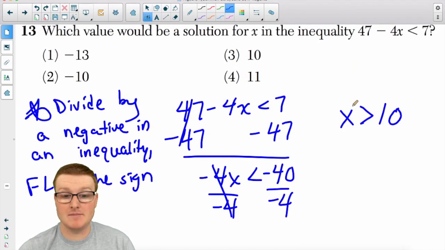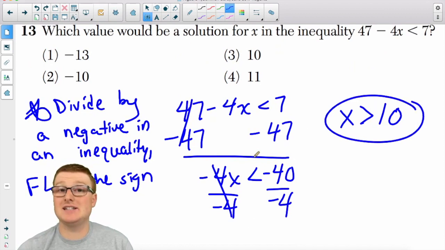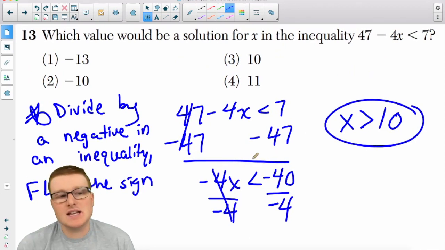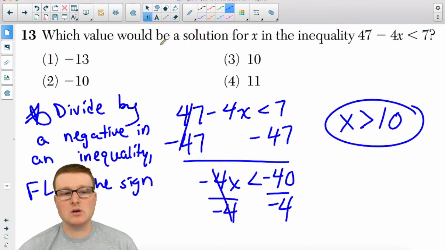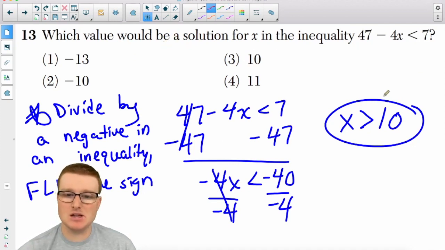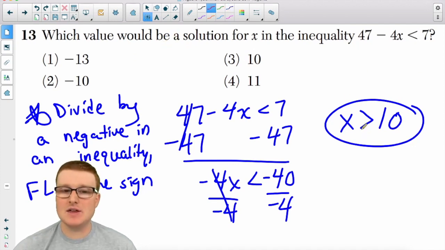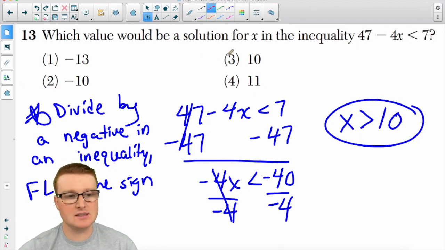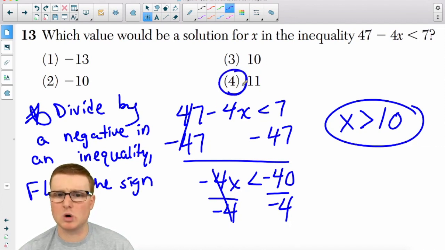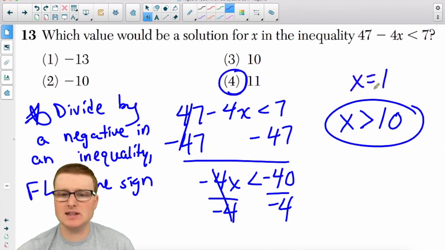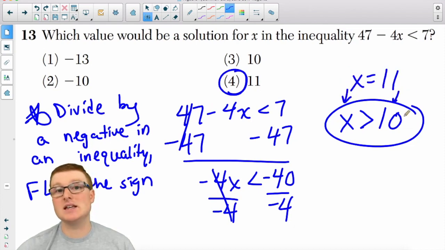It has to become greater than. Negative 40 divided by negative 4 is a positive 10. Your answer is x is greater than 10 for the inequality. Now it says which value of x would work in the solution. Well, if x has to be greater than the number 10, the next answer on this page, it has to be choice 4. 11 would work. So x is equal to 11 actually satisfies this inequality.